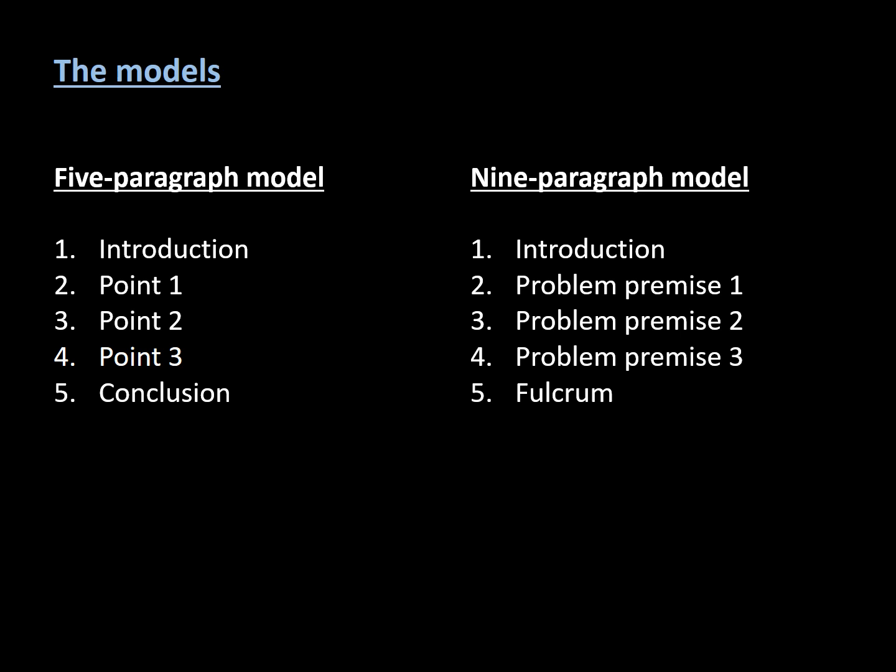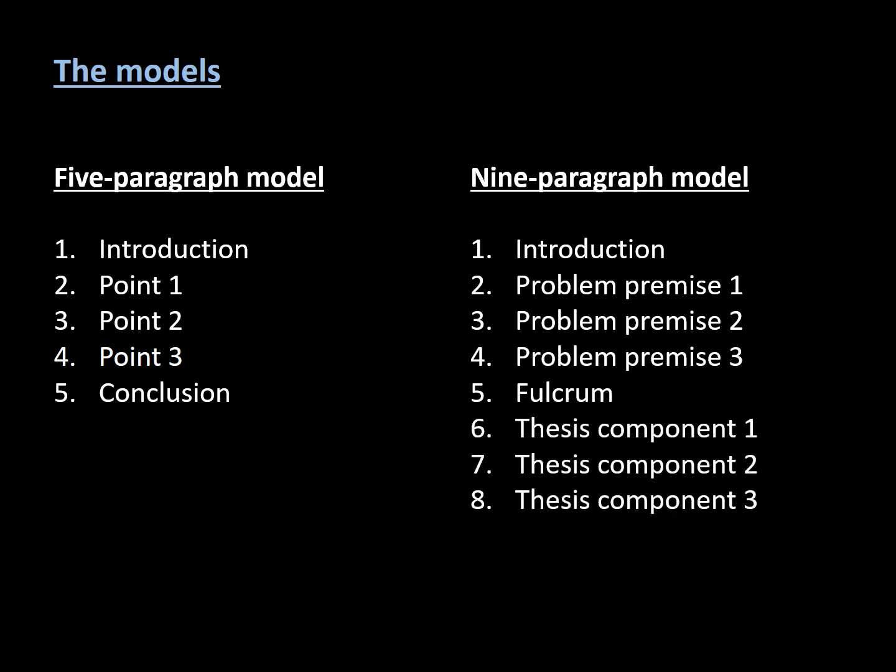Then you have what I call a fulcrum, a paragraph in the middle of your paper where you move from problem to thesis. And then you have your 3 parts of your answer. Those are the components of your thesis. And then you have a conclusion. Obviously, lumping this in terms of 3 problem premises and 3 thesis components is arbitrary. It could be 2 and 2 or different numbers. That is going to affect the size of your paper, though. So a 9-paragraph paper is generally going to come down to a 7 to 8 page paper.